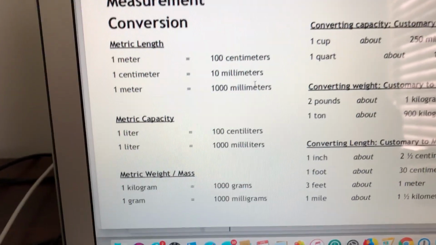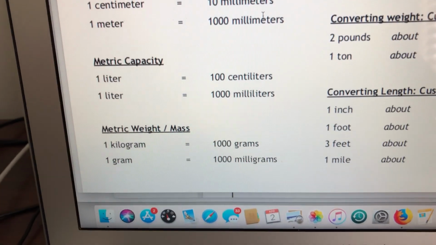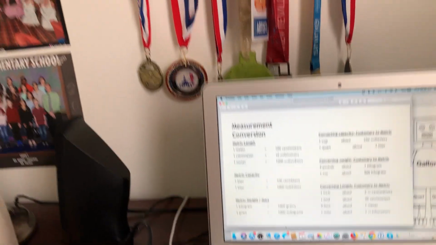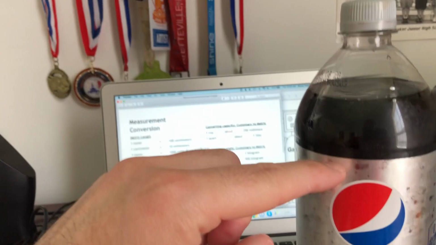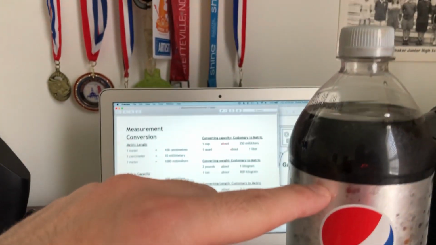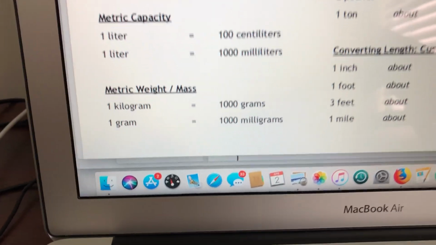All right, still on metric. 1 liter is 1,000 milliliters. 1 liter, I'm going to show you that right here. This is 1.25 liters. So 1 liter probably goes about right there. So this is what 1 liter of soda looks like, a little bit more than a liter. And for weight, 1,000 grams is 1 kilogram.